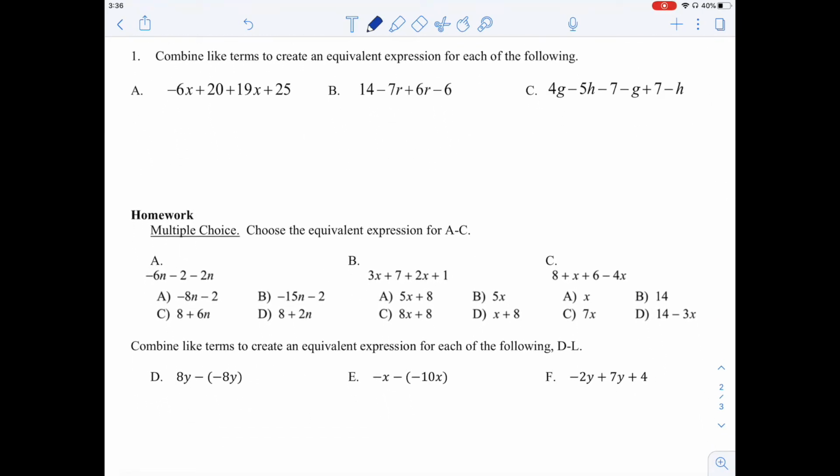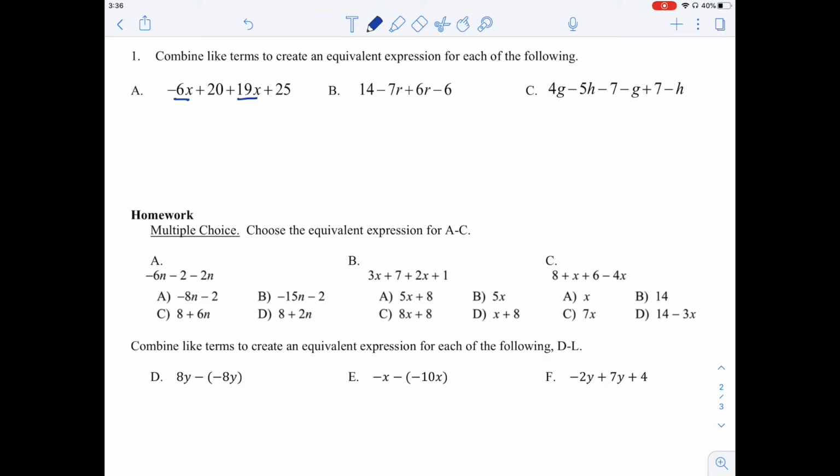Okay, let's do some examples. Combine like terms to create an equivalent expression for each of the following. So we're going to look at which ones have the same variable and same exponent. So automatically, we can tell negative 6x and 19x have the same variable.